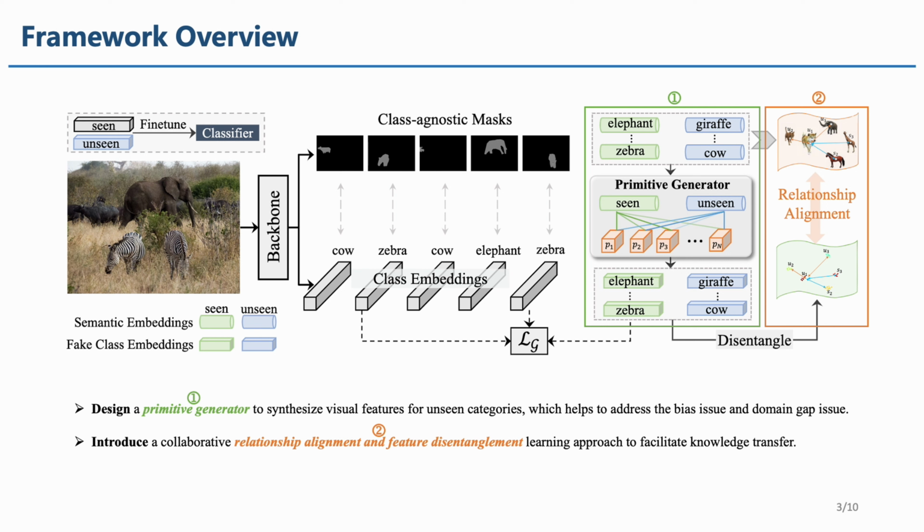For PADING, we propose a primitive generator to synthesize visual features for unseen categories, which helps to address the bias issue and domain gap issue. Then, we introduce a collaborative relationship alignment and feature disentanglement learning approach to facilitate knowledge transfer.